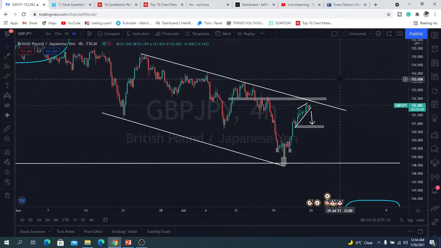I caught that head and shoulders last. Yeah, that inverse head and shoulders was a beautiful trade. I did as well. It was a beautiful trade, a very beautiful trade.